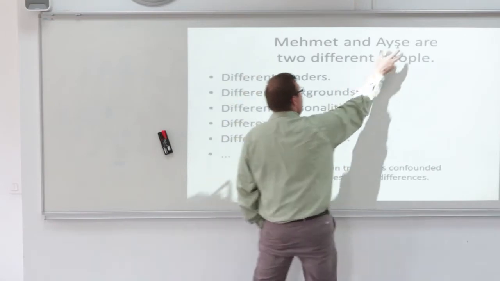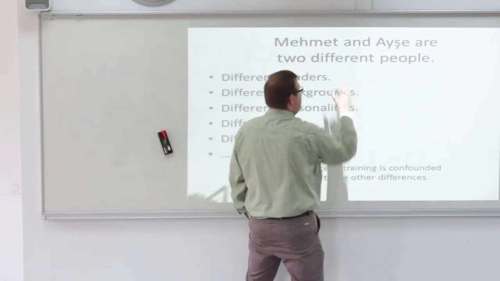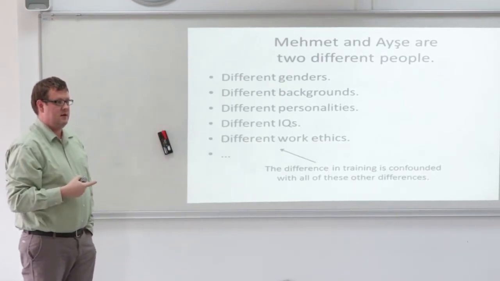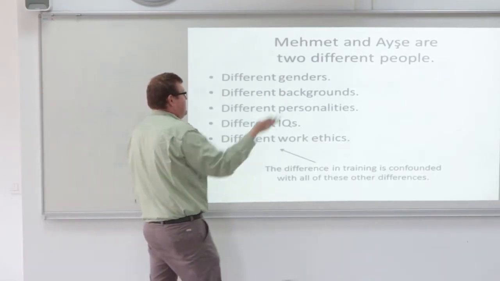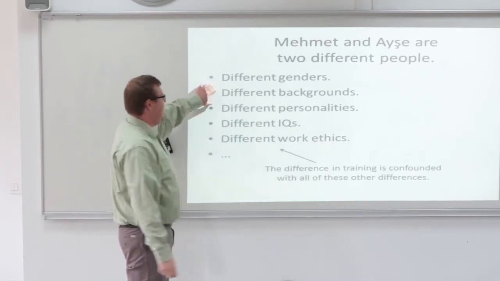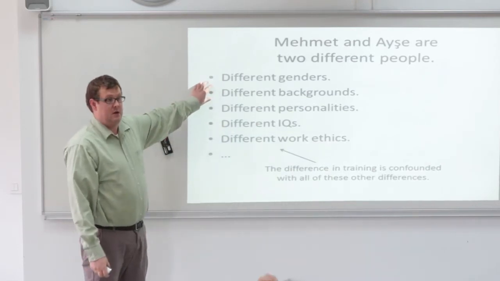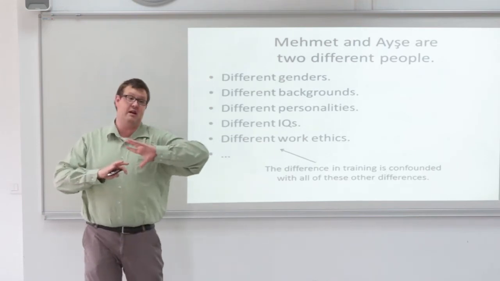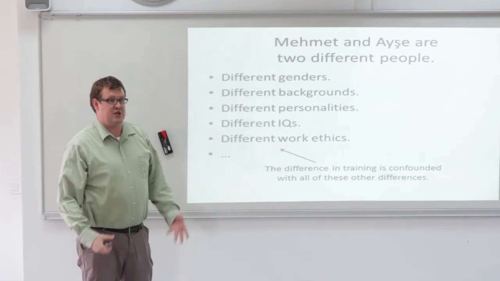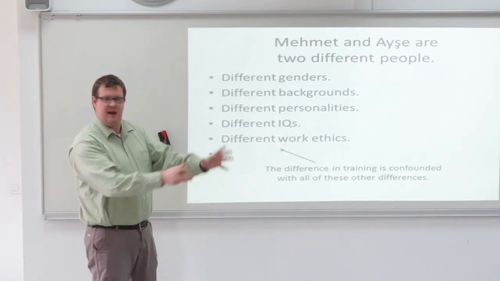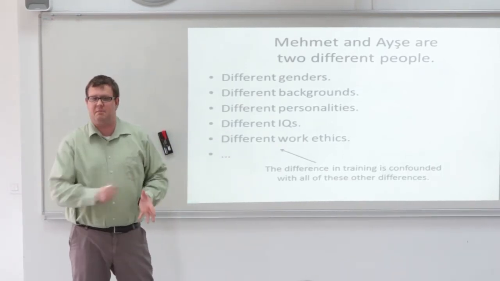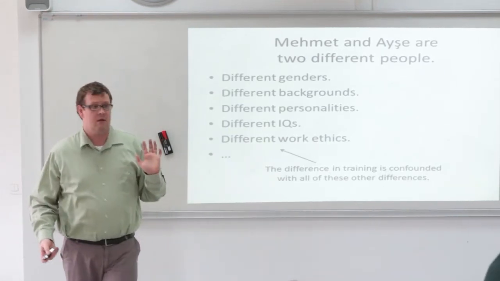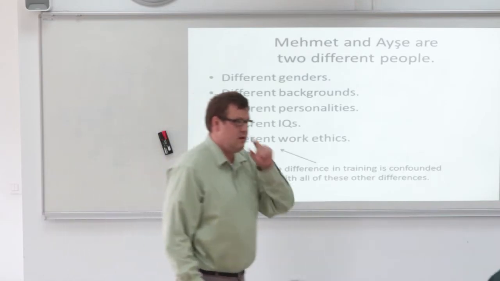So, the difference in training. So, we said Aisha got the training and Mehmet didn't. The difference with training is confounded with all of these other differences. Right? So maybe it's not that the training worked, maybe it's that Aisha had a better education than Mehmet. Right? And this allowed her, maybe the memory training didn't help at all. But because she had a better education, for some reason that helped her to do better on the memory test. She had a better test taking strategy. Does that make sense? Or maybe it's just luck. Yeah? You change that by the random assignment.